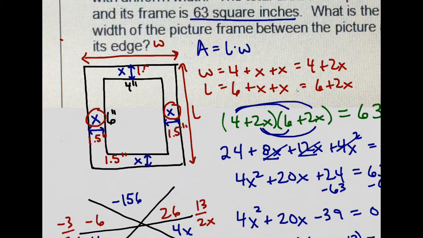So that means if I were to add up these widths, 1.5 and 1.5 would be 3 plus 4. So I'm going to have 7 for my short side. And then my long side will be 1.5 plus 1.5 is 3 plus 6 is 9. So 7 times 9 gives us 63, so that is our solution.